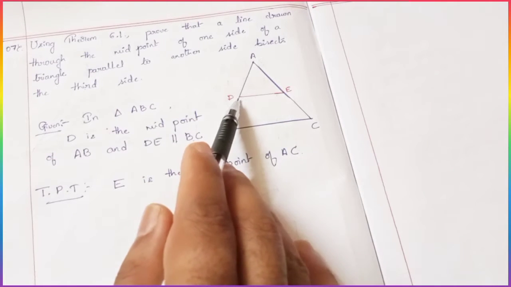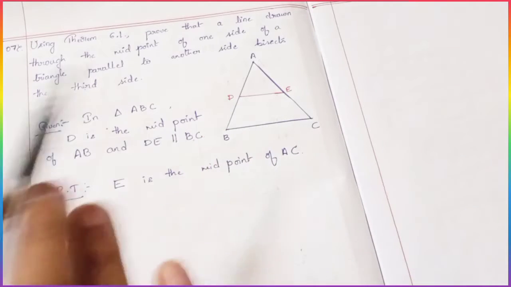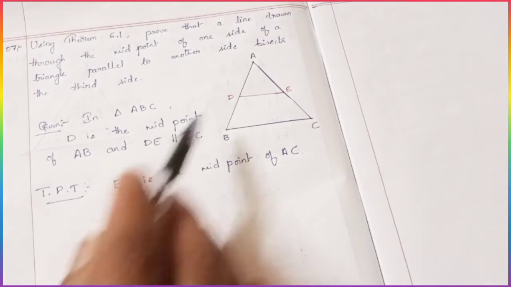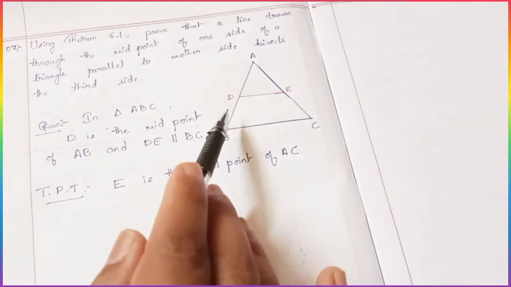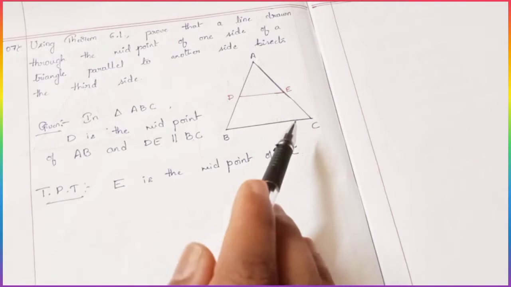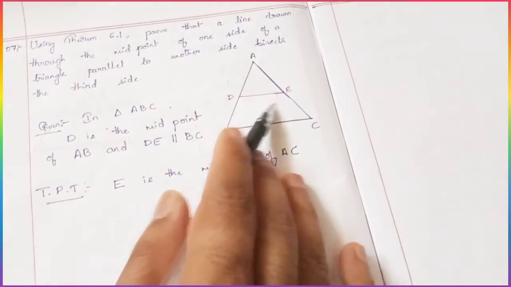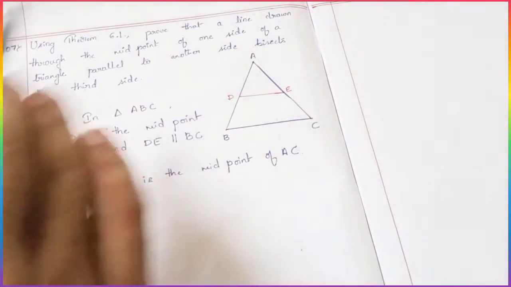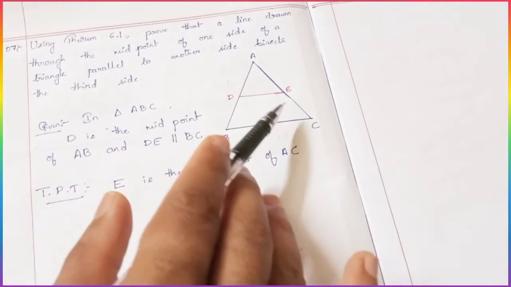And this line DE is parallel to another side. DE is parallel to the other side, which is called BC. So in the triangle we have already taken two sides. One side is AB, where we have drawn the midpoint D, and BC is the side parallel to the drawn line. Now we need to prove that this line DE is going to bisect the third side. Which is the third, or remaining, side? Obviously the third side is AC.